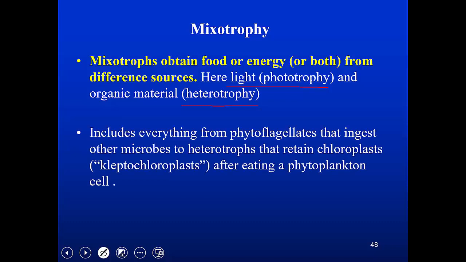So there's, again, a whole variety of these organisms, ranging from those that are mainly phytoplankton that may eat one or two other microbes, probably more for the nitrogen or phosphorus that those prey have, to another extreme that is more of a heterotroph that may eat a phytoplankton and keep the chloroplast around for a bit. These are called kleptochloroplasts. And those chloroplasts from the ingested phytoplankton will remain functional for at least some time and provide some food and keep on photosynthesizing until they finally run out of steam.